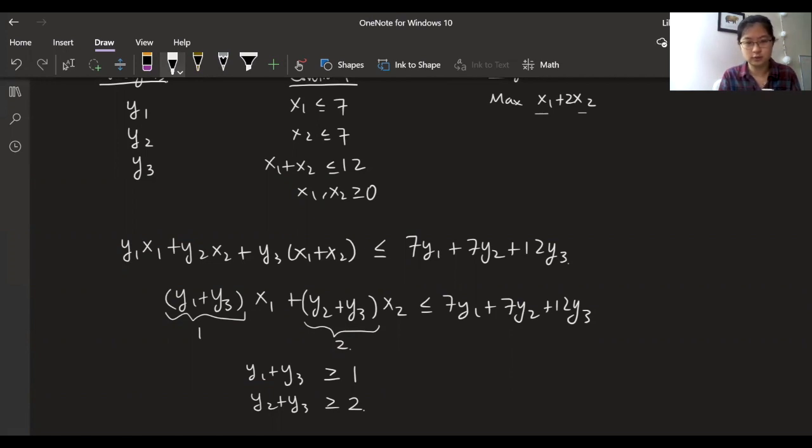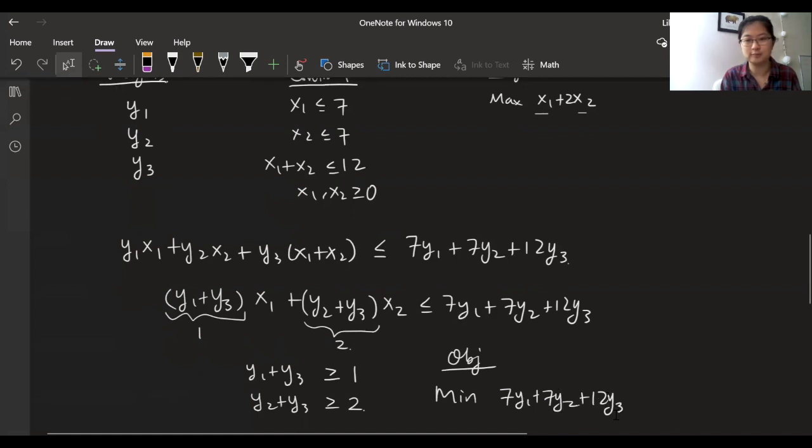So I get these two constraints on the y's, and ultimately I want to ask, what is my objective? I want to minimize this right side. Remember how we said in the previous demonstration on max flow and min cut that when we have an upper bound for something, we want this upper bound to be as strict as possible, which means you don't want your upper bound to be infinity because basically you don't have an upper bound. Instead, you want your upper bound to be as small as possible. So in this case, we're trying to minimize this upper bound of 7y1 plus 7y2 plus 12y3.